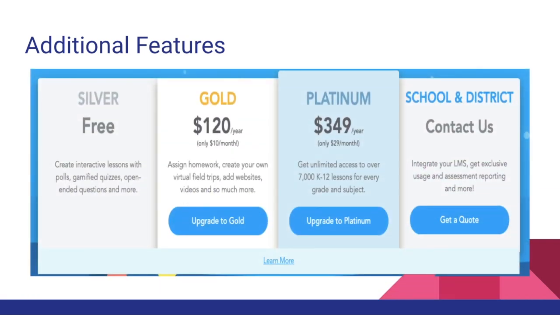So when you first create your Nearpod account, you start off as a silver member, which is the free version where you get access to interactive lessons, polls, games, quizzes, and open-ended questions. Then you can upgrade to a gold membership for $10 a month, which gives you access to assigning your own homework, virtual field trips, websites, and videos. And lastly, you can become a platinum member for $29 a month and be granted full access to everything the site has to offer. And they even have a get a quote option for school districts or departments that want to use this for themselves.